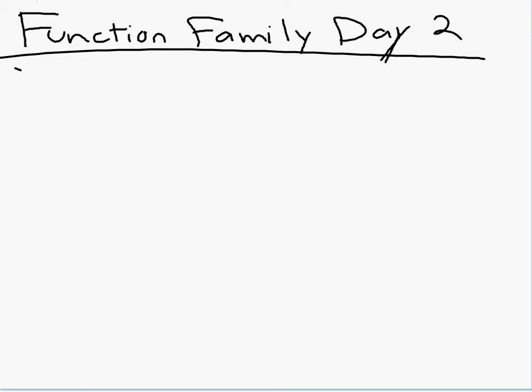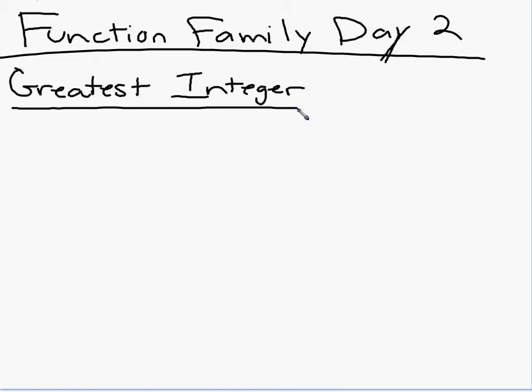Need to add two more members of our family that we didn't have time to do yesterday. And the first one is what is called the greatest integer function. What number was that? 7. And the greatest integer function, you will probably remember it better as the stair-step function. And the reason I say that is because that's what it's going to look like after we graph it.